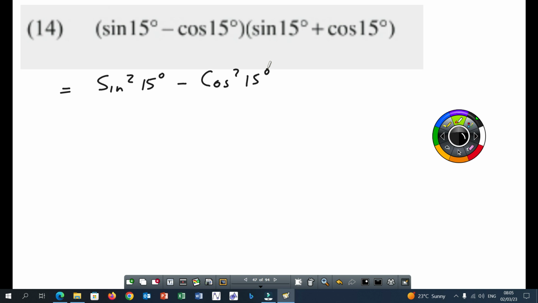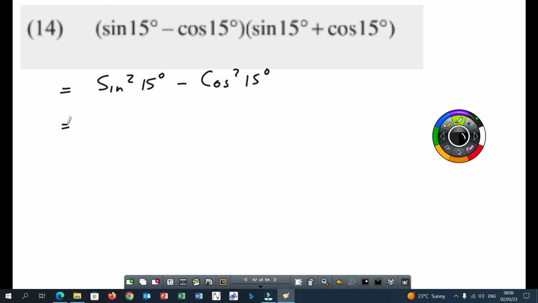There's no mark allocated for you for doing FOIL. It's very important for you to know that FOIL is no mark. It's a basic step. So from here, listen, we can introduce the double angle.